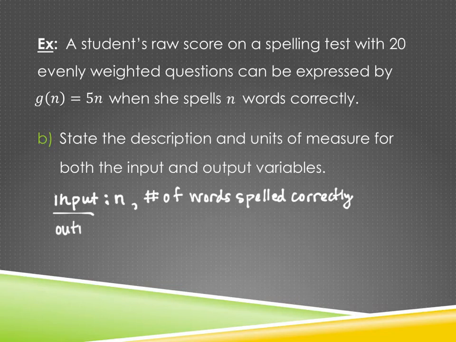So what is the output first, the variable? It's G of n. Not just G, but G of n. That is my output. And what in the world does the G of n represent? It's the score on the test or quiz or whatever it is. It says student's raw score on a spelling test. So we'll write it out exactly like they did.